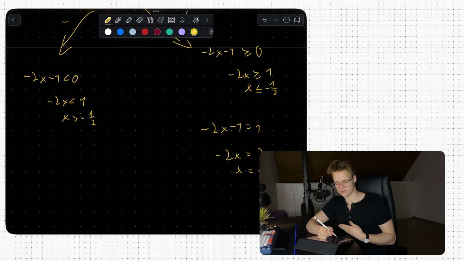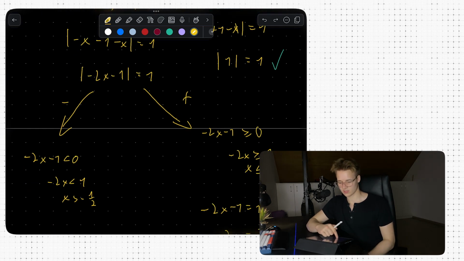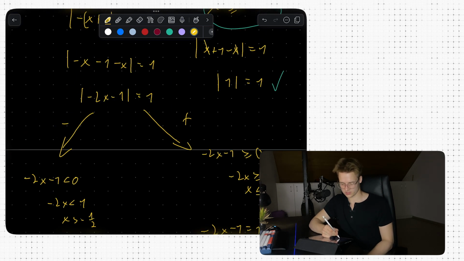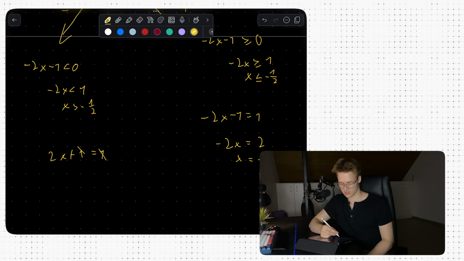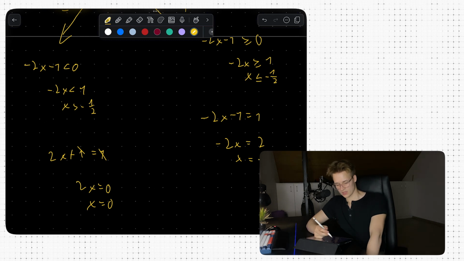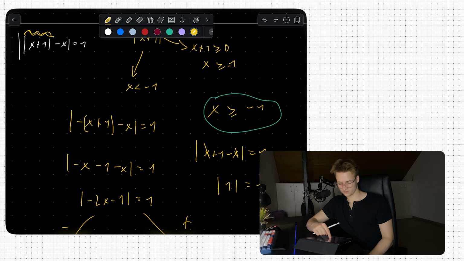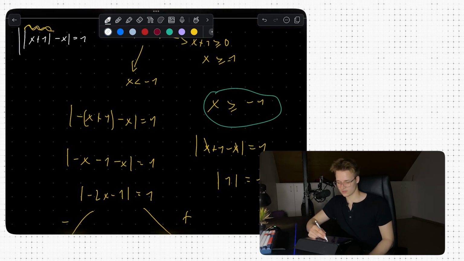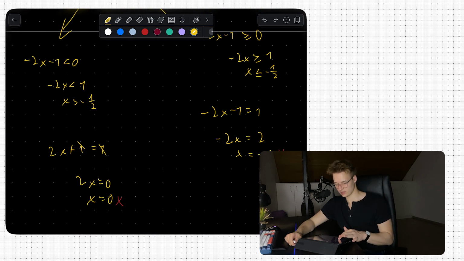Next, we look at the left side here. So x has to be greater than minus 1/2. Here we're going to add a minus in front of the absolute value. So we get 2x plus 1 is equal to 1. The 1's are reduced. 2x equals 0, x is equal to 0. And x has to be greater than minus 1/2, which it is. But x also has to be less than minus 1, which it isn't. So this is also a no-go. So the only valid solution here is anything where x is greater than or equal to minus 1. That one has solutions, the others don't.